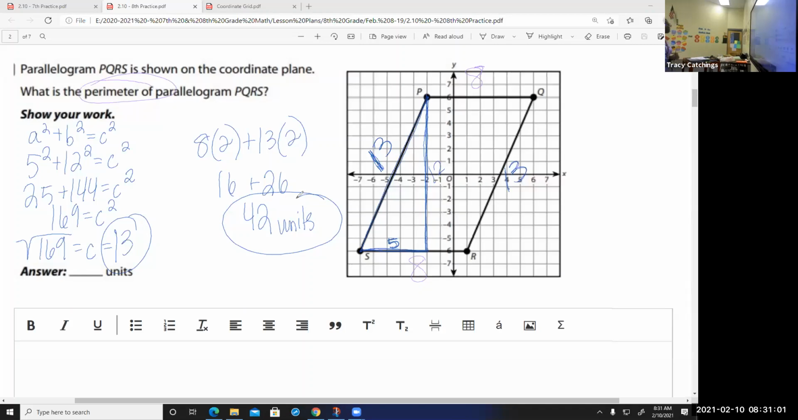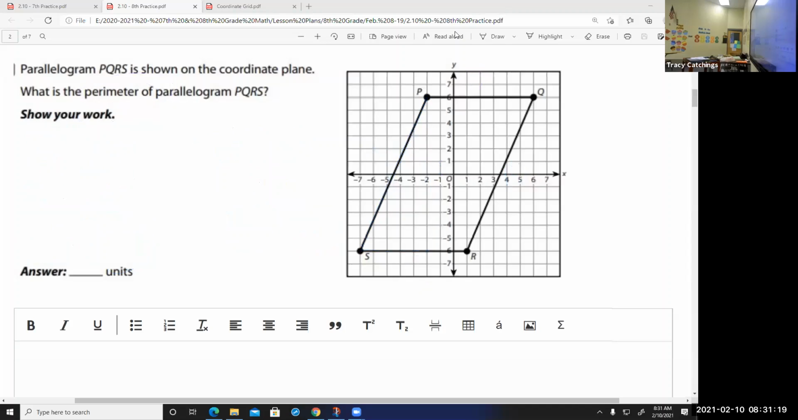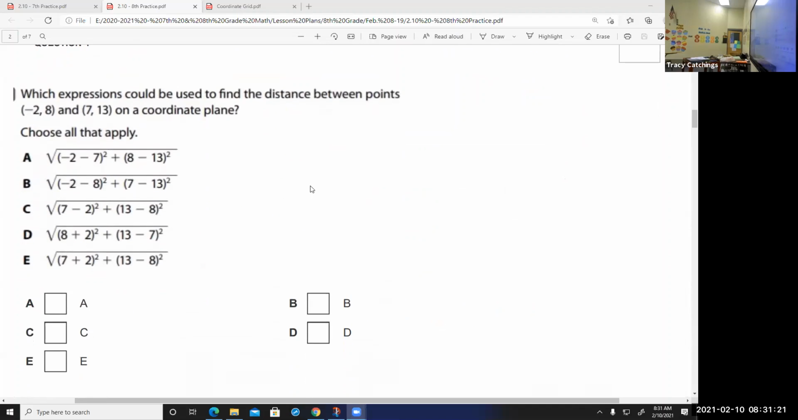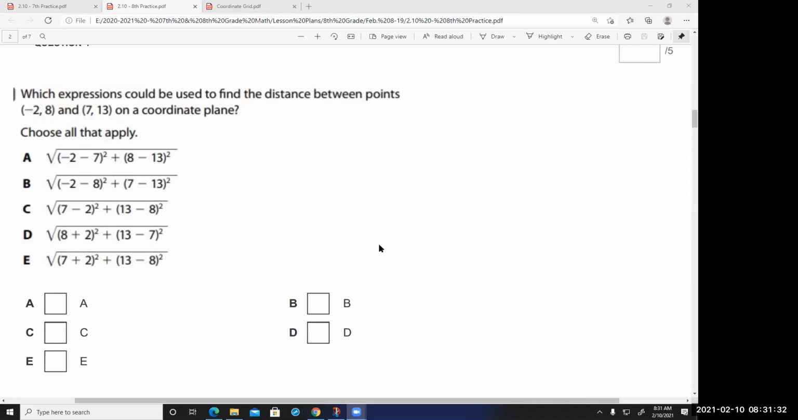Any questions about it? Any questions about it? Anyone still need anything? All right, somebody read number 4 to us. Which expression could be used to find the distance between -2 and A and 7 and 13 on the coordinate plane? Choose all that apply.